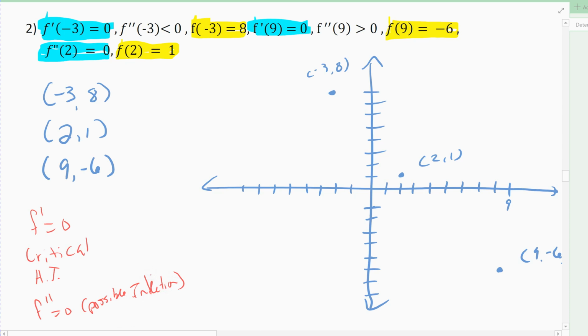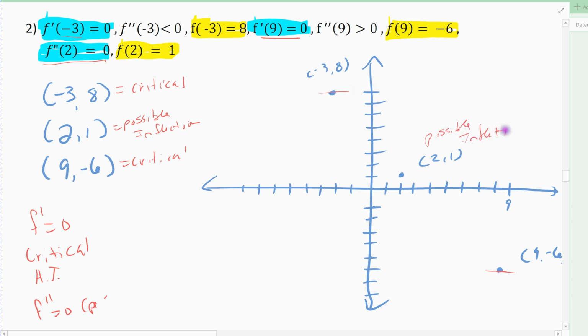Alright, so based on that, at negative 3, this should be a critical. At 9, right, it also is a critical. And at 2, well, that's a possible. Right now, it's just a possible inflection. Alright, I've got to check and make sure concavity switches. But I at least know that much about it. So again, this should be a stopping point, this should be a stopping point, and this is a possible inflection. Again, my guess is it's going to be an actual inflection, but I've got to make sure everything pans out.